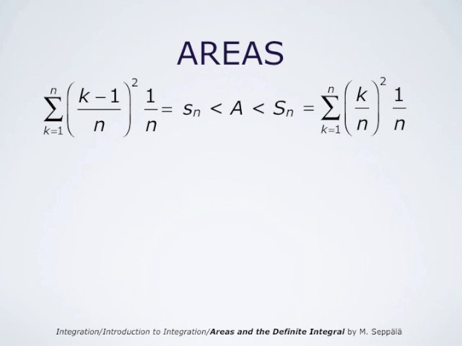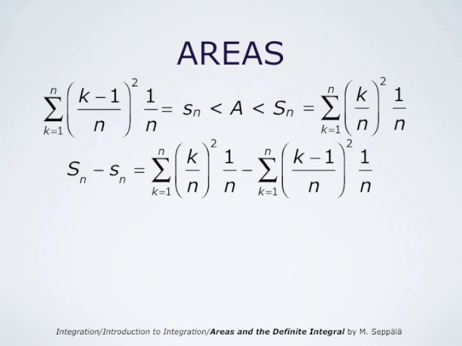When k equals 1, (k-1)/n is just 0 over n, which is 0, so the first term of the sum on the left is 0. That does not appear in the sum on the right. And conversely, the last term of the sum on the right corresponds to k being n, that is (k/n) squared times 1/n, and if k is n, that amounts to just 1/n, because k/n is 1. And that last term of the sum on the right does not appear in the sum on the left.